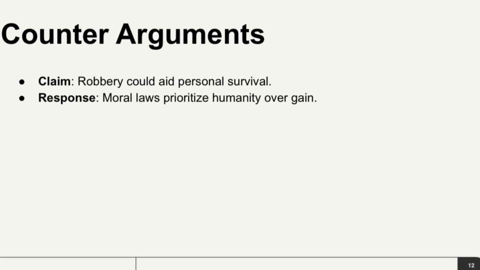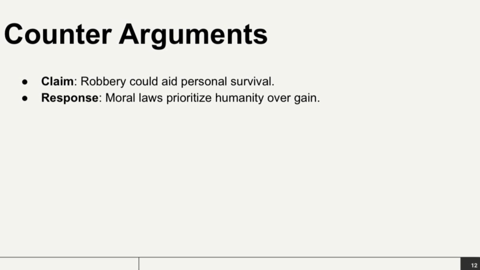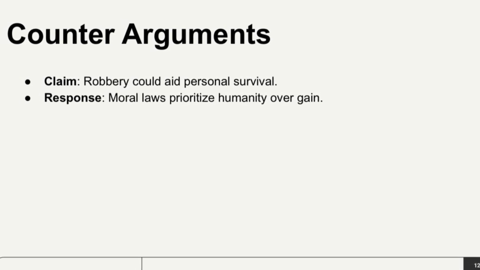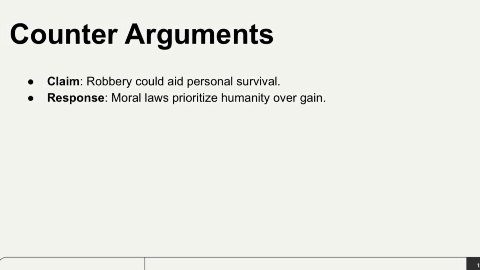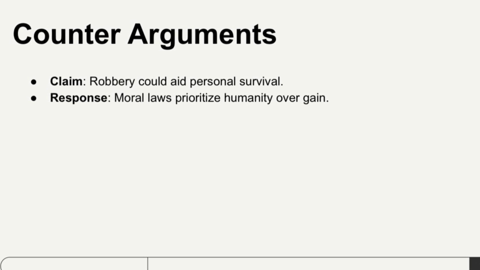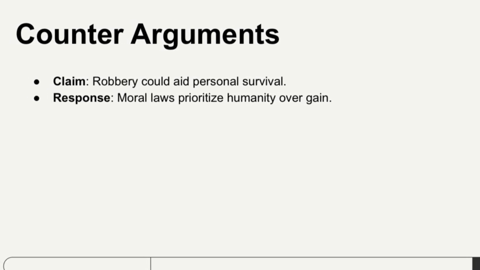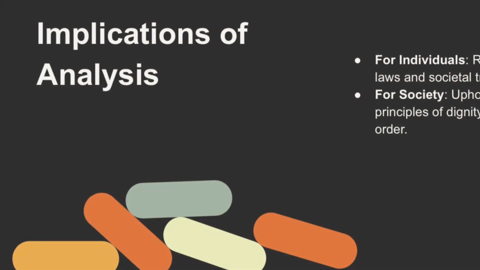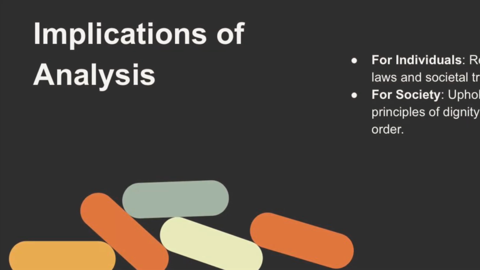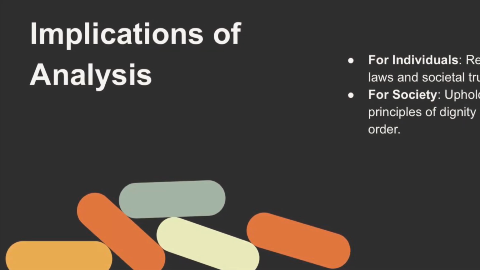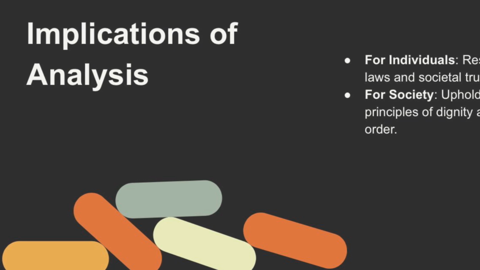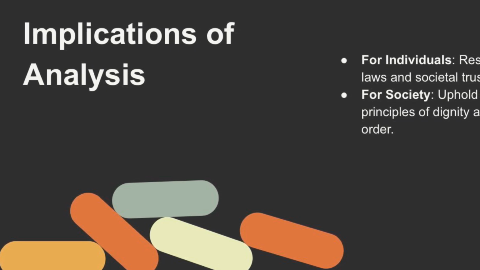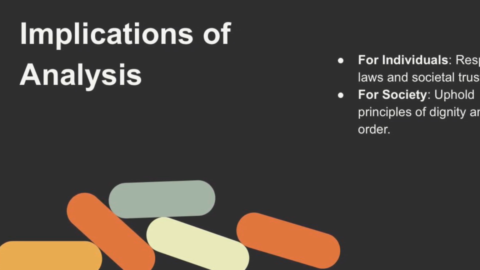Some might argue that robbery is justifiable in extreme circumstances, such as survival. However, Kantian ethics maintains that moral principles must not be compromised even for personal benefit. The analysis highlights the importance of adhering to moral principles at both individual and societal levels. Respecting the law fosters trust and stability, which are essential for a cohesive society.